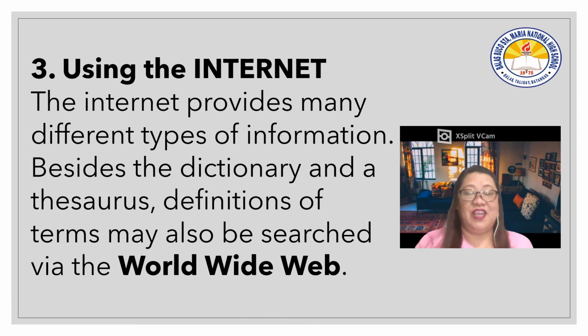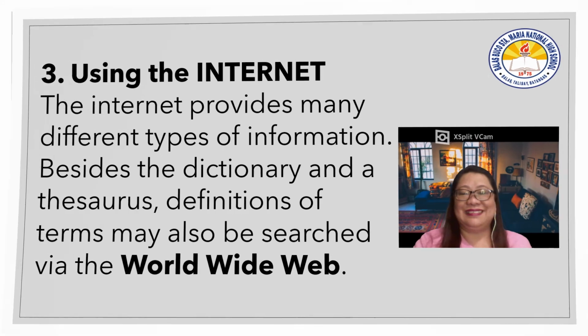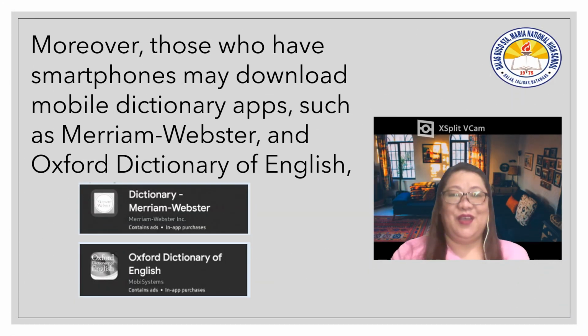Lastly, we have using the internet. The internet provides many different types of information. Besides the dictionary and the thesaurus, definitions of terms may also be searched via the www or World Wide Web. Moreover, those who have smartphones may download mobile dictionary apps such as Merriam-Webster and Oxford Dictionary of English.